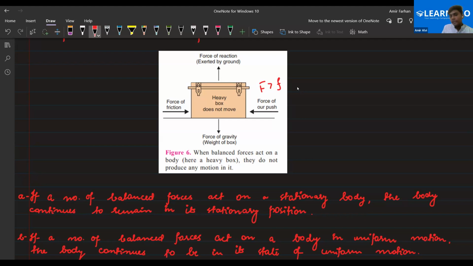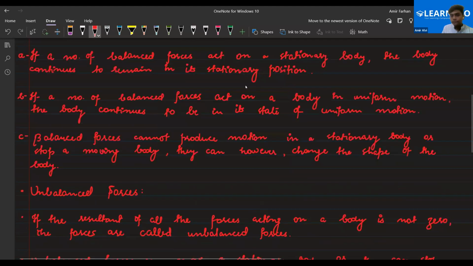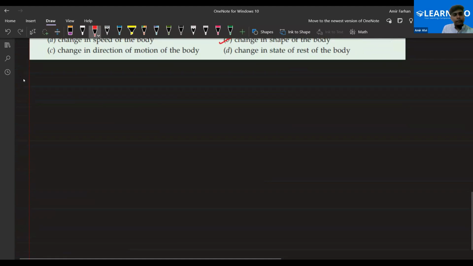So in that case, the net force would be, because the total force is not contributing towards the motion, F minus f. So whatever value of force is left, that force is contributing towards the motion of a body or towards stopping of a body. Clear?